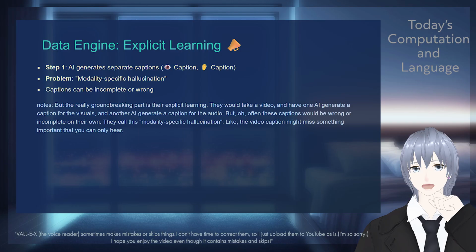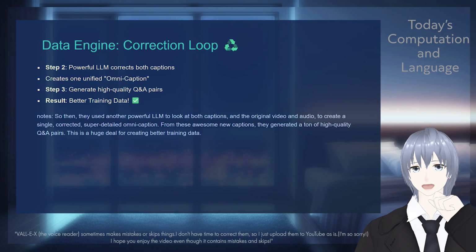But the really groundbreaking part is their explicit learning. They would take a video and have one AI-generated caption for the visuals, and another AI-generated caption for the audio. But often these captions would be wrong or incomplete on their own. They call this modality specific hallucination. Like the video caption might miss something important that you can only hear. So then, they use another powerful LLM to look at both captions and the original video and audio to create a single, corrected, super detailed Omni caption. From these awesome new captions, they generated a ton of high quality question-answer data. This is a huge deal for creating better training data.